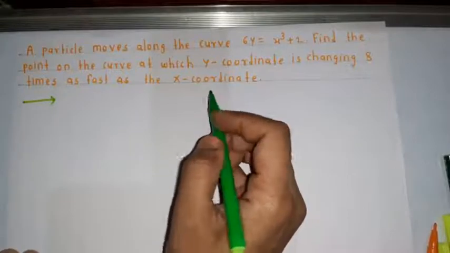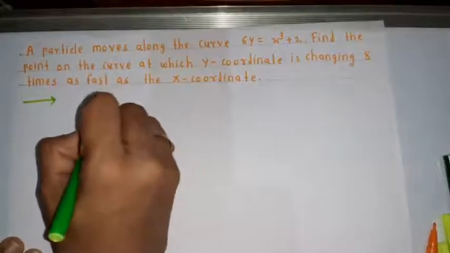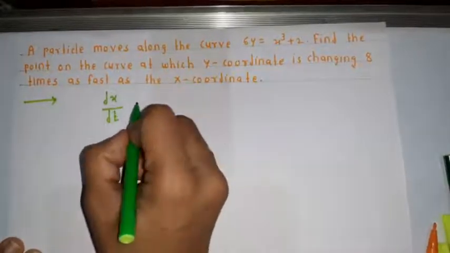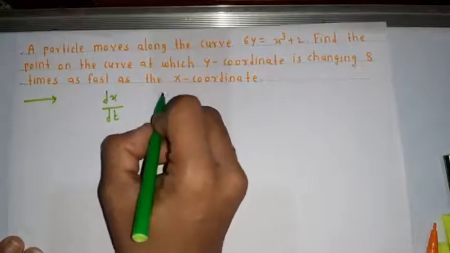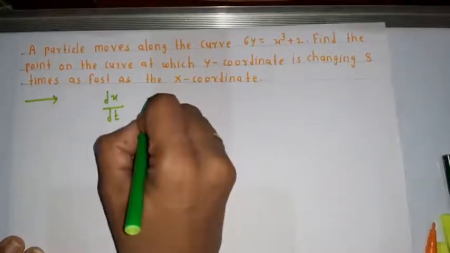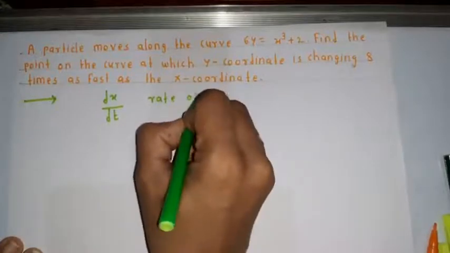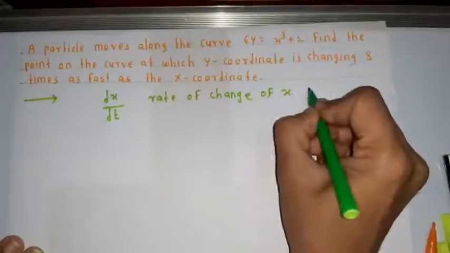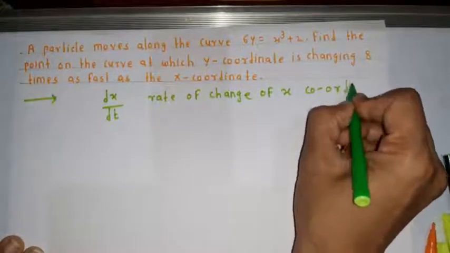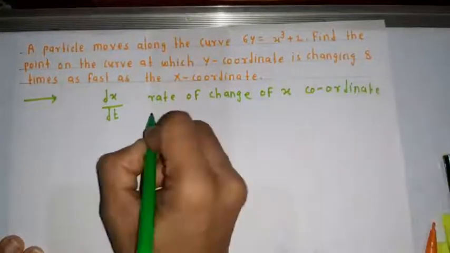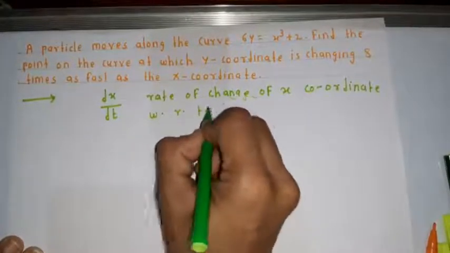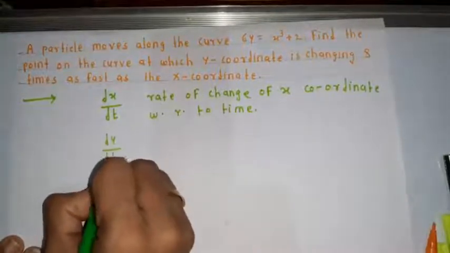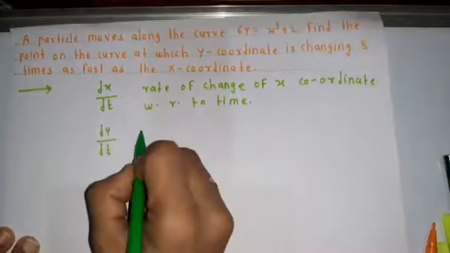Okay, and therefore here suppose dx by dt is the rate of change of x coordinate with respect to time. Similarly, dy by dt is the rate of change of y coordinate.